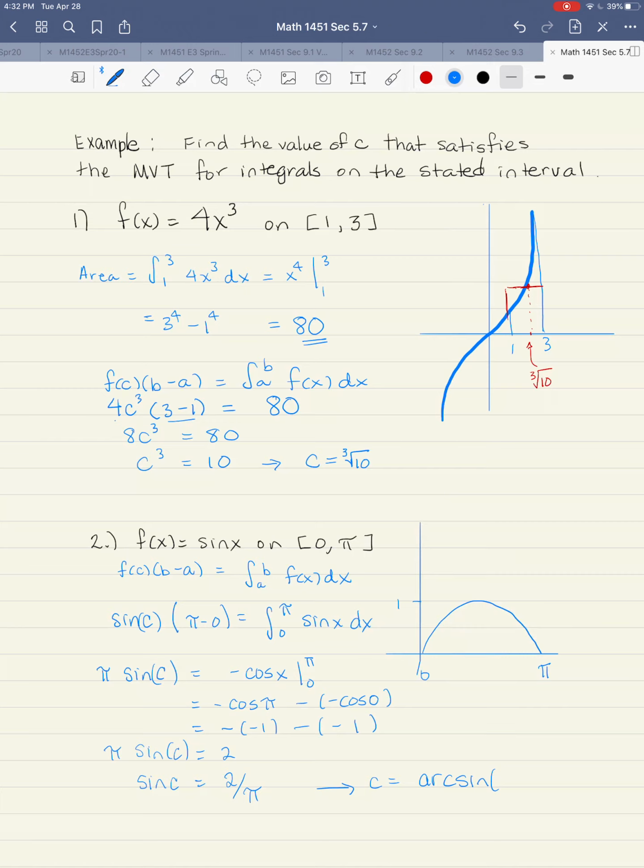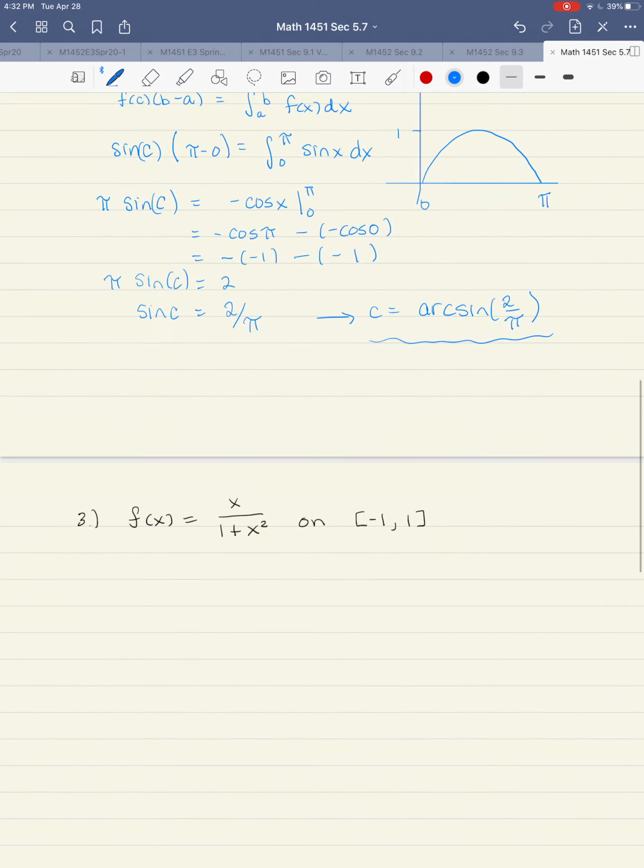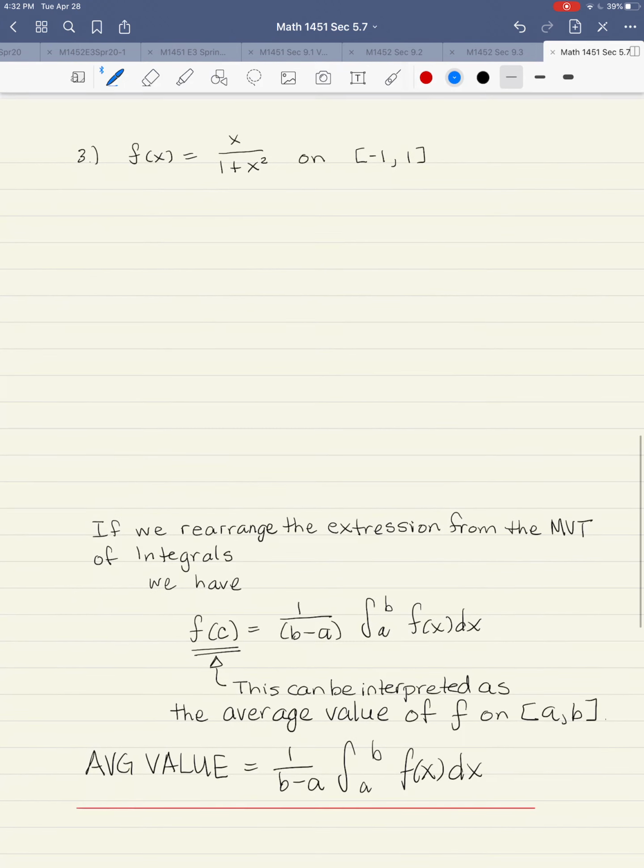C is going to be the inverse sine of 2 divided by pi. So you didn't think it was going to be a nice integer value now, did you? It wasn't going to be.